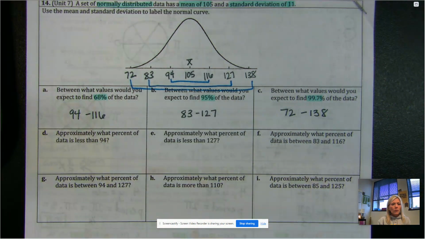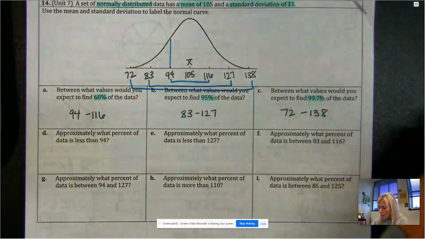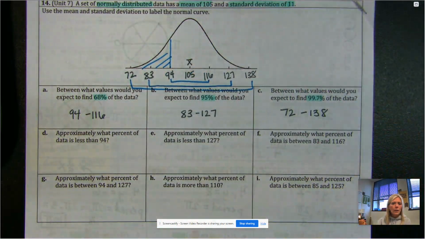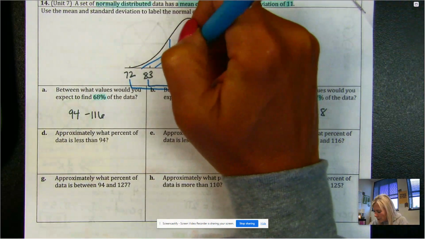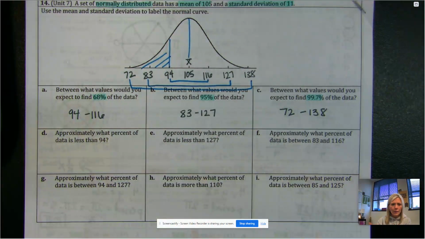Okay, so the next question, approximately what percent of the data is less than 94? There are so many ways you can answer all of these, but here's 94. We have to find the percent of data on this side of it, okay? So I like to use the fact that I know half the data is on each side of the mean.